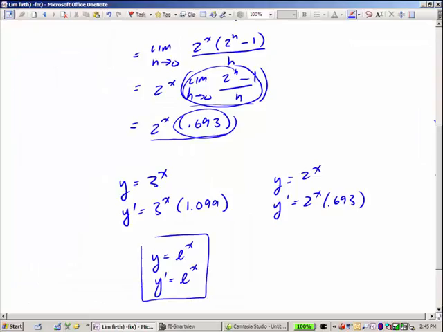Here's a rule for you. There's your box for the day. The derivative of e to the x is e to the x. How sweet is that rule? How's it not a rule? But why? It just is.